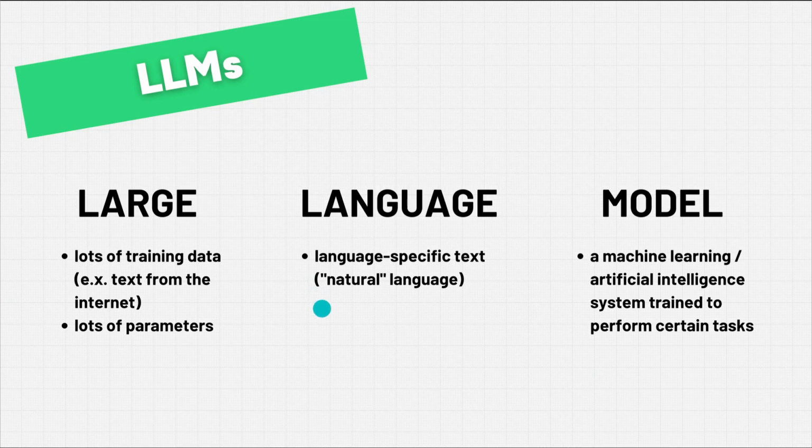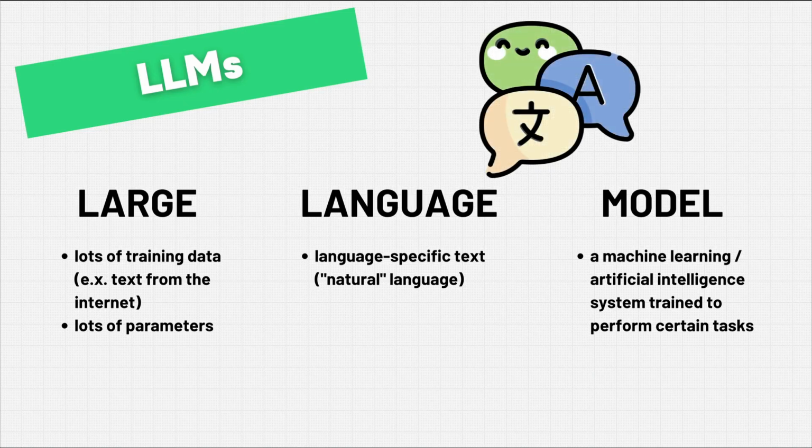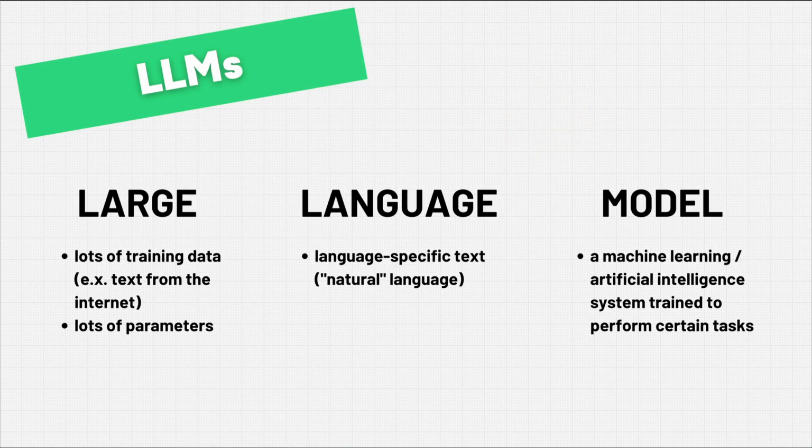Then language. This is referring to that natural language that we were talking about before. It's focused on natural language text. It's like speaking English as opposed to computer code. And then model. That one's pretty obvious too. It's a machine learning or AI model. So taken together, it's a machine learning model that is trained on lots of data and has lots of parameters, so therefore it's large, and it's focused on natural language. Pretty simple, right?